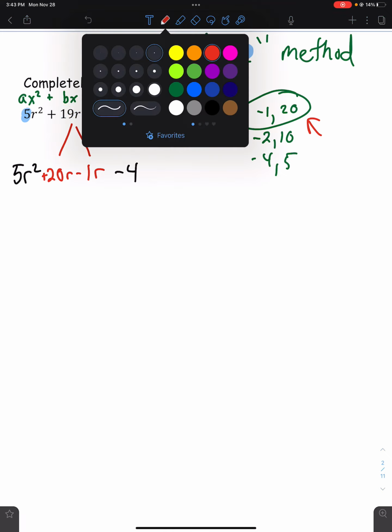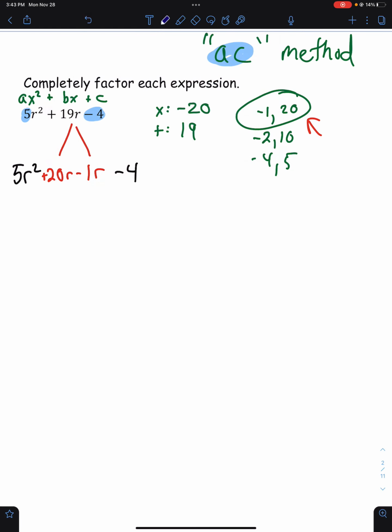But we're going to use this to rewrite our expression so we can now factor it. From here, some people also call it factor by grouping, because you want to group the first two terms together and then the second two terms together. So we're going to factor the first two terms, and then we're going to factor the second two terms. The greatest common factor of the first two terms, 5r squared plus 20r, would be 5 for the numbers, and they each share an r. So what's left over after I factor that is r plus 4.